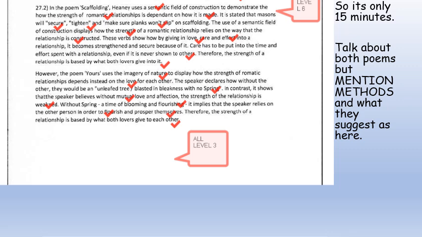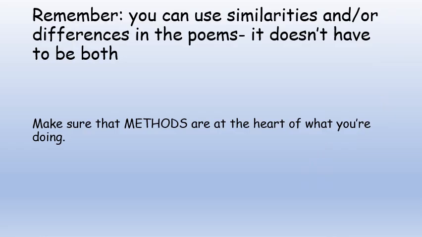15 minutes. It talks about both poems, but it mentions methods. Look how it talks about the semantic field in the first one and the imagery of nature in the second one. And it talks about how the writers use those methods. So 2 hours 15 minutes: 45 on An Inspector Calls, 45 on Power and Conflict, 30 on the first unseen, 15 on the second.